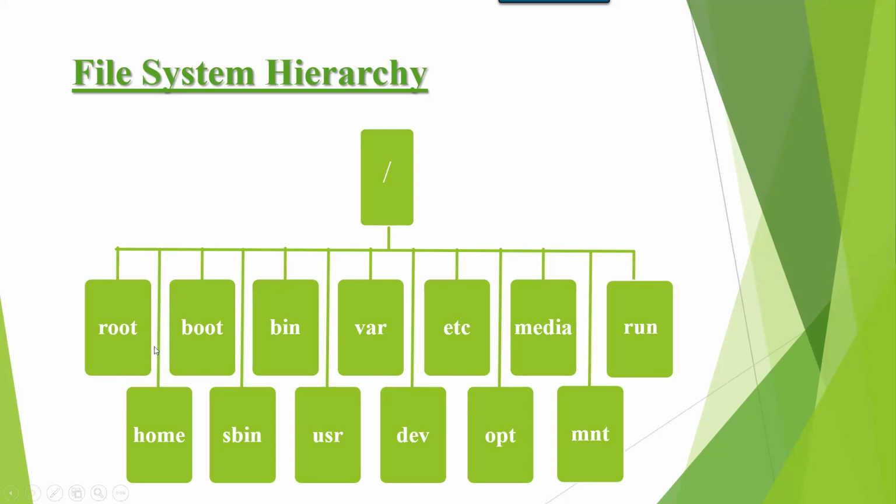And the next one is root. All these directories are under forward slash only. So the first subdirectory under forward slash is root. Root is the home directory for the super user. Super user means administrator. In Windows we call it administrator, here we call it super user.